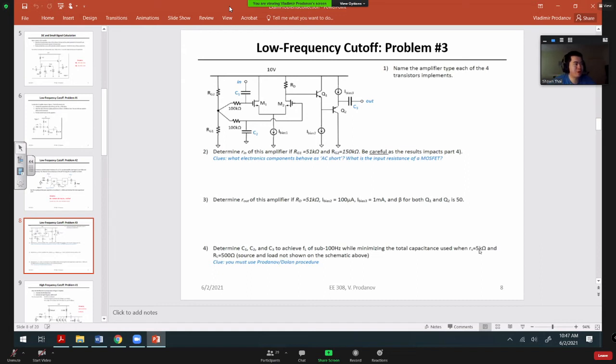Could you talk about the high frequency cutoff problem number 3? For which one? Number 3? Yeah.